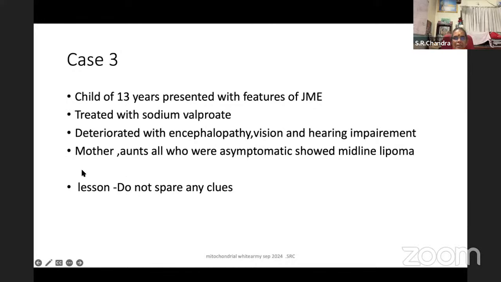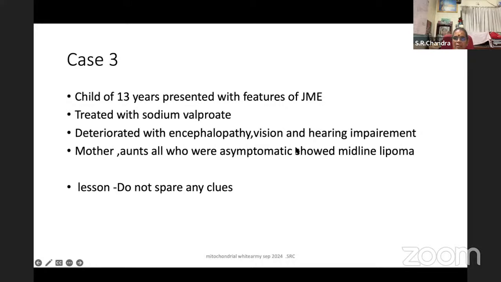So they were afraid, and the mother brought her to our hospital, our institution. Why did this much complication happen with the anticonvulsant? Then we saw that the mother and aunt were both having a midline lipoma in the neck. The child did not have the lipoma. The child developed valproate-induced severe toxicity, and the family members showed midline lipoma.